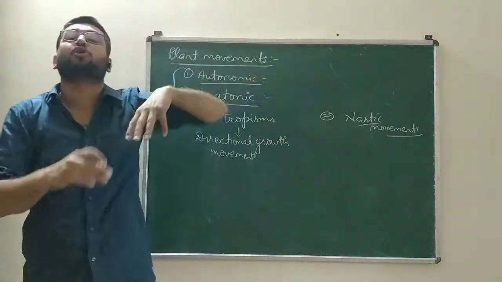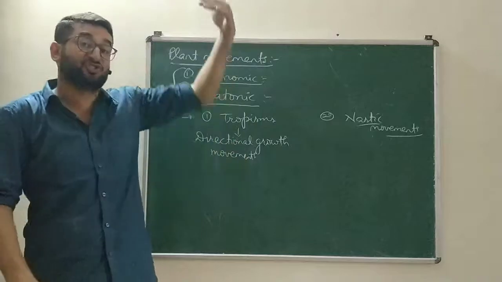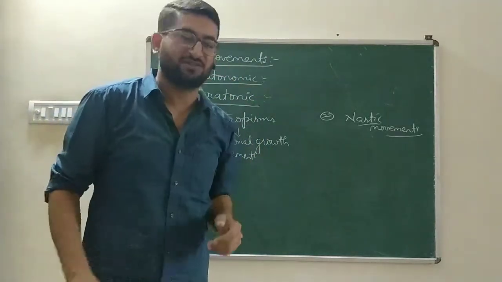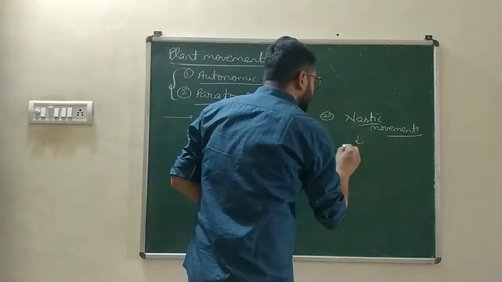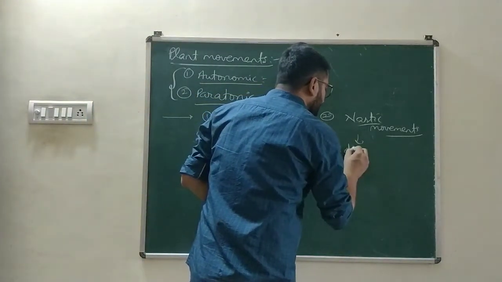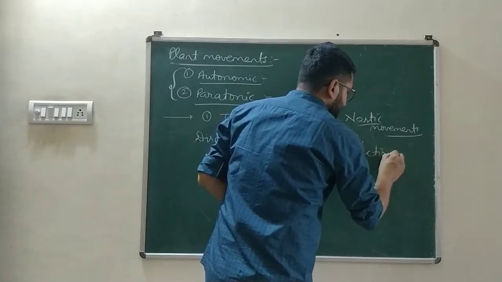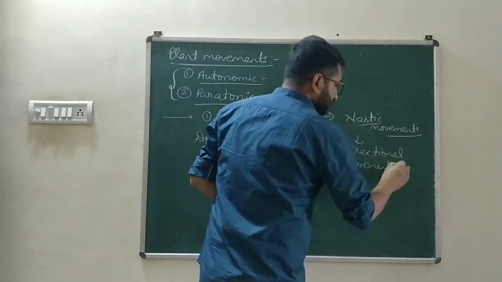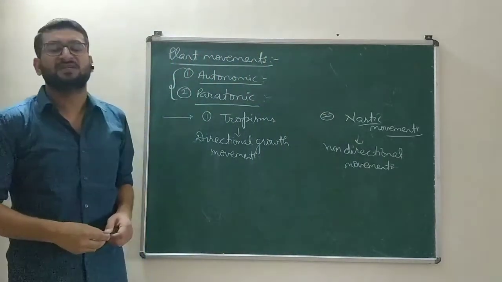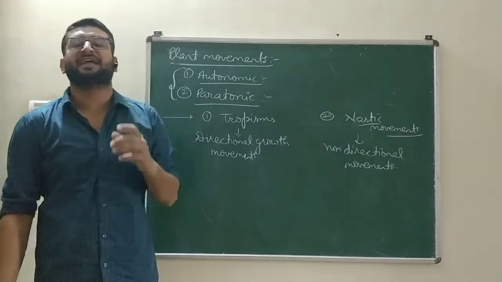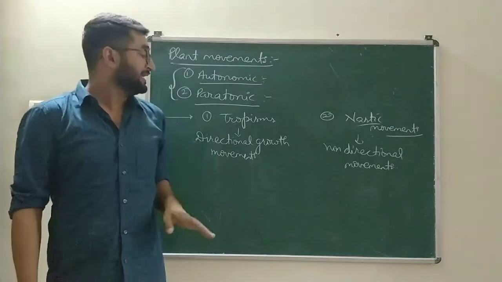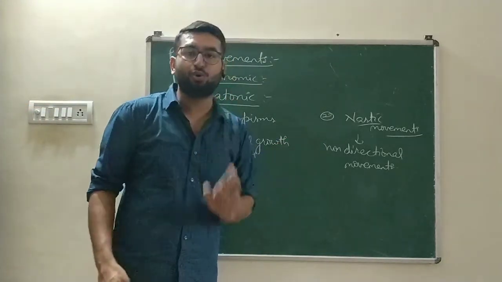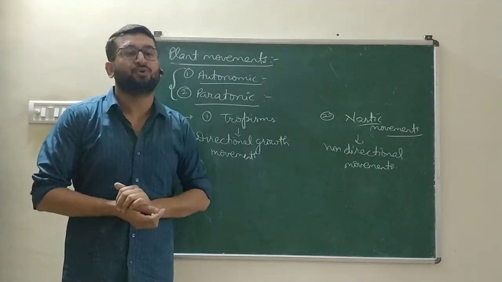So these are the two tropism movements in which the direction of stimuli will depict the direction of response, whereas the nastic movements are non-directional movements. These movements do not depend on the direction of stimulus. These are only growth movements, whereas nastic movements are growth as well as non-growth movements.